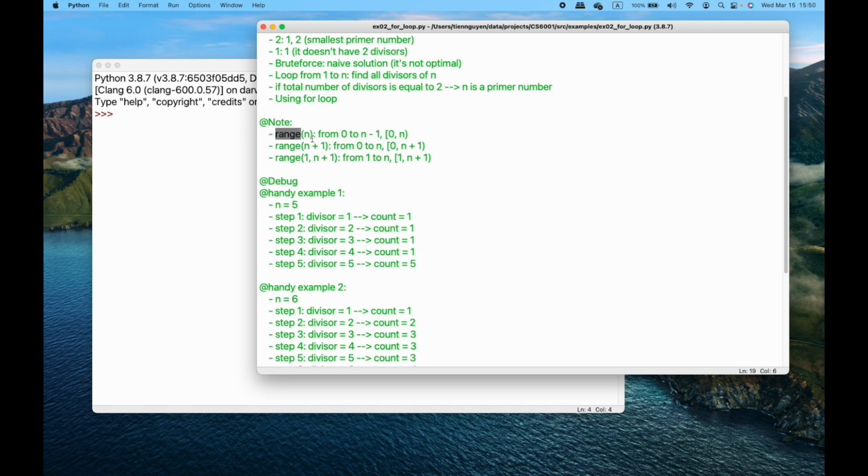Before we move on, let me review some very important principles of the for loop. We have a range function here. When you apply the range function with only one input, it means you want to go through the values from 0 to n minus 1. We can have a mathematical notation similar to this one. We can call this one a half interval.